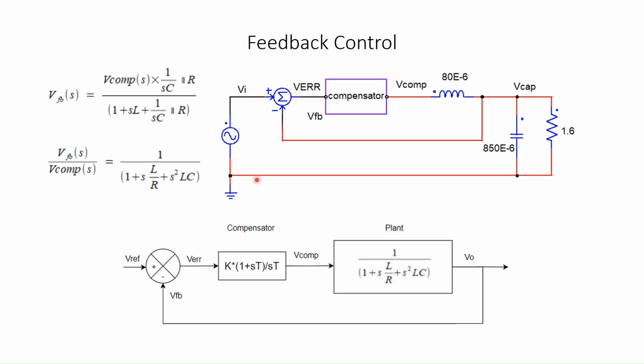Now let us see the feedback control again, with a compensator here. The compensator output is applied to the LCR circuit and the capacitor voltage is fed back. This is the reference voltage. As mentioned earlier, the idea is to make the capacitor voltage follow the reference voltage.